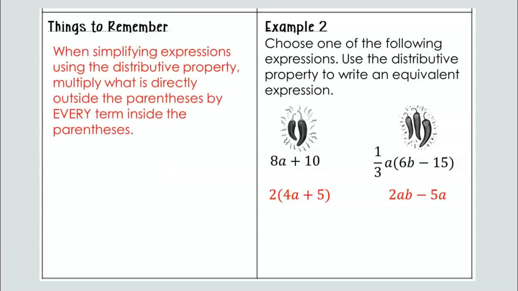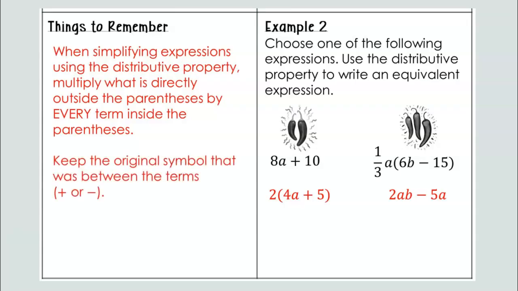Things to remember. When simplifying expressions using the distributive property, multiply what is directly outside the parentheses by every term inside the parentheses. Keep the original symbol that was between the terms, plus or minus. For example, a inside the parentheses is b plus c, so we're multiplying a times b and a times c. Working with subtraction, it stays the exact same, but instead of the addition sign, you have the subtraction sign in the middle.